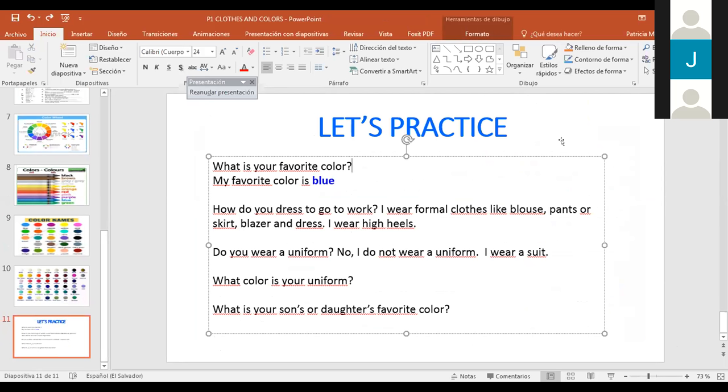What is your favorite color, Freddy? My favorite color is brown. How do you dress to go to work? I wear blue jeans, a white shirt, and brown shoes. Okay. Do you wear a uniform? Yes, I wear a uniform. What color is your uniform? The color of my uniform is white and blue.